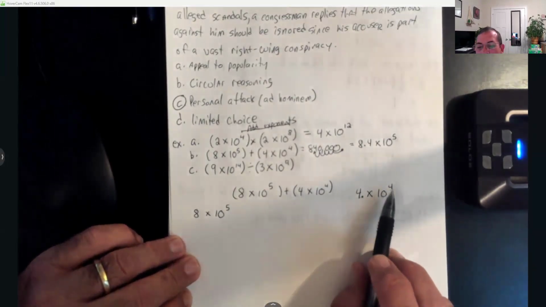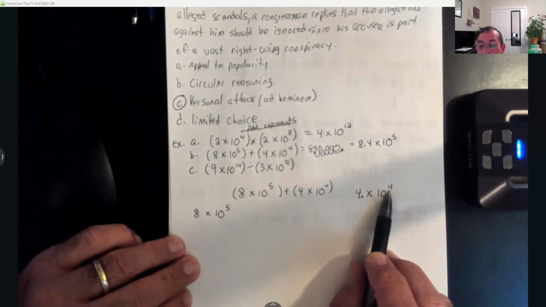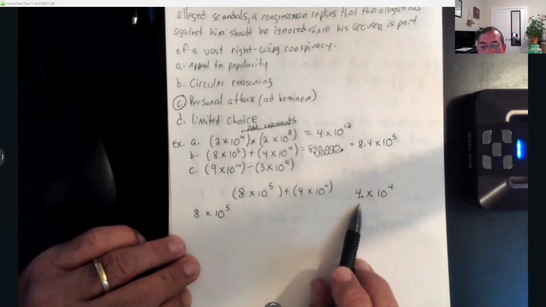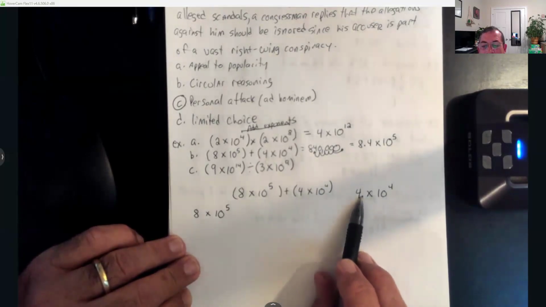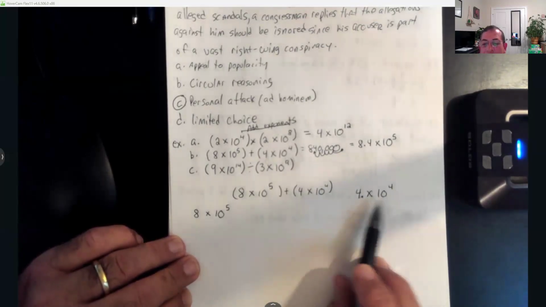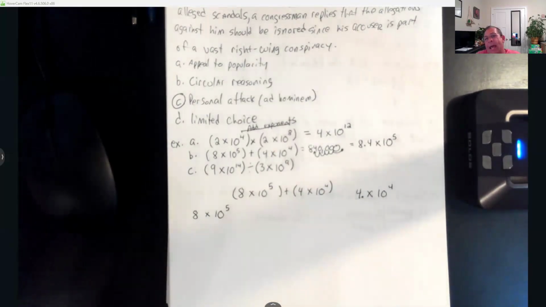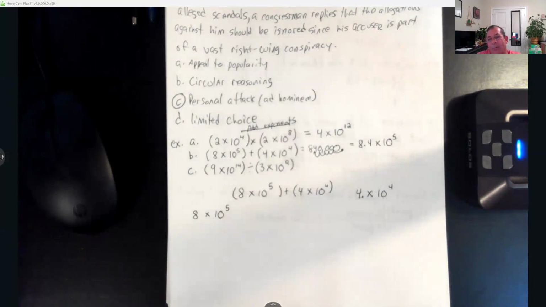If I want this exponent to turn into a 5, which way would I move that decimal? Would I move it left to make that a 5, or would I move it to the right to make that a 5? Which way did I add the exponents? Was it left or was it to the right?